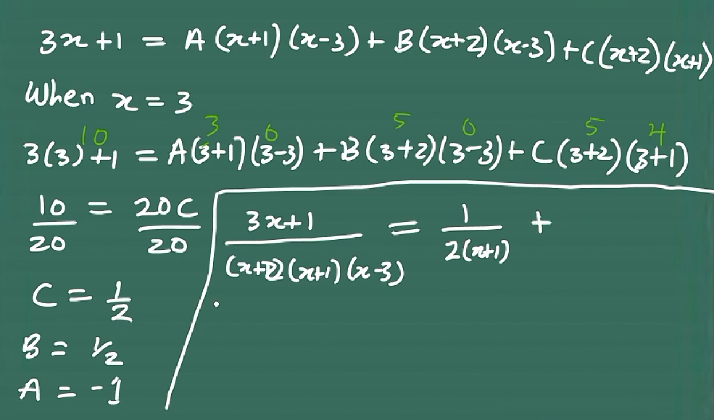plus c. C is 1 over 2, and the denominator of c is x minus 3, so this will be 2 times x minus 3, minus the value of a, which is minus 1, and the denominator of a is x plus 2. So this is how we can decompose this fraction into partial fractions. Now let's take the last one for this section.